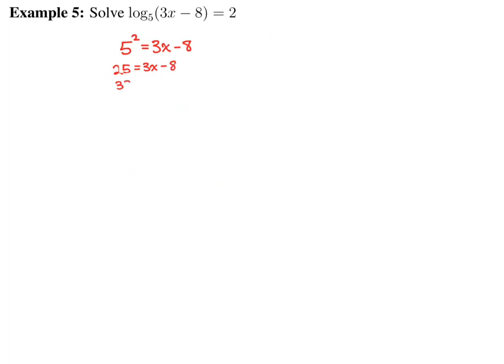So you add the 8, and you're ending up at 33. So 33 equals 3x. Divide by 3, and x equals 11. And you're like, okay, 11. Maybe. You got to do the check. So we're going to do the check.